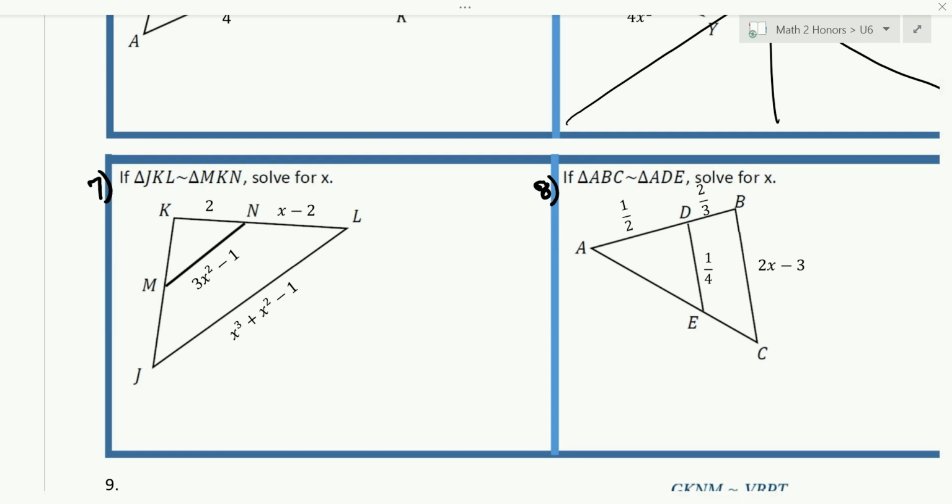We need to solve for x here. And they're telling us triangle JKL is similar to triangle MKN. And here's what I want you to do. I want you to set up a proportion that would help us solve for x. Go. Set up a proportion that would help you solve for x. And if you're sitting and waiting, after that, go ahead and cross multiply and just keep going. But I want everybody to set up a proportion to solve for x.